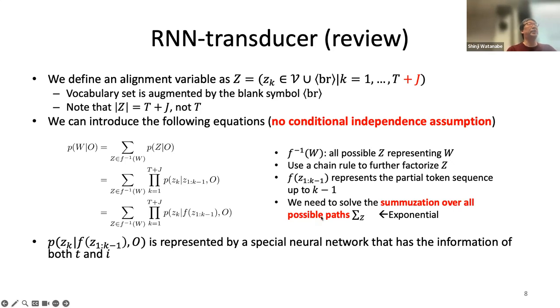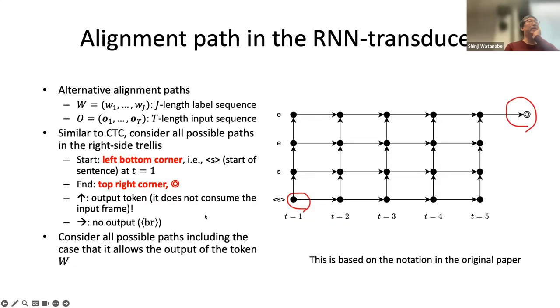And then similar to CTC or HMM, we have this summation over the sequence. This part is exponential, but fortunately, we can use the forward-backward algorithm to efficiently solve this one. Okay, so this is the RNN transducer, and I will explain a bit more detail about other characteristics with the representation, which you have in our paper now, right? So please check the paper and try to understand it.